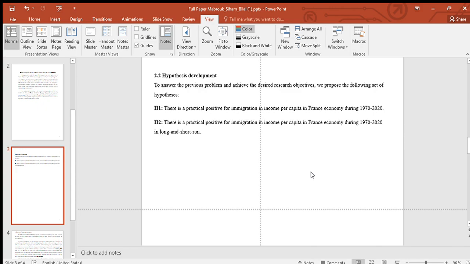To answer my problematic, this paper has two hypotheses. First, there is a practical positive effect of immigration on income per capita in the French economy during the study period. And second, there is a practical positive effect of immigration on income per capita in the French economy during the study period in the long and short term.